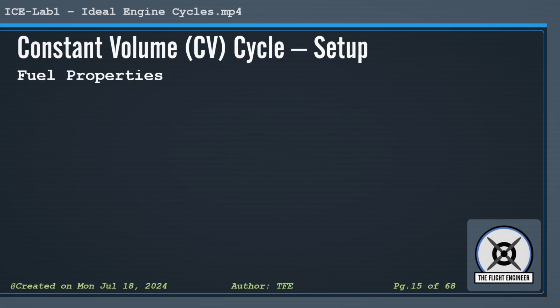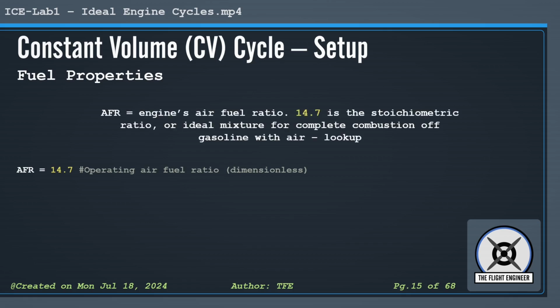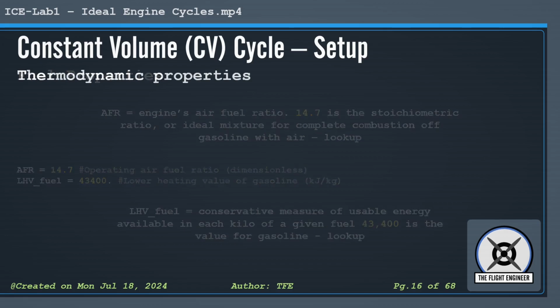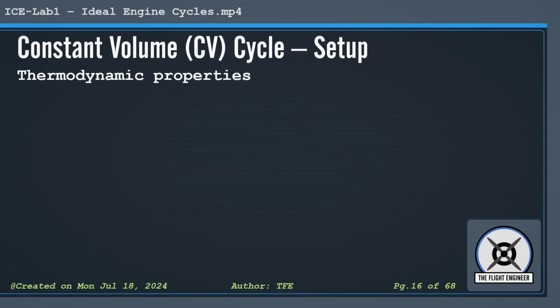Believe it or not, those are the only physical measurements of the engine we will need, but we do need to know a bit about the fuel. Firstly, we'll need to know the air-fuel ratio, which in this case we're just using 14.7. This is the ideal ratio for gasoline to be completely combusted with air. We also need to know how much energy is in the fuel. This is the lower heating value of the fuel, and for gasoline, it's just over 43,000 kilojoules per kilogram. You can find tables for the LHV of a wide variety of fuels. Next, we need some thermodynamic properties, and we'll breeze right through these.